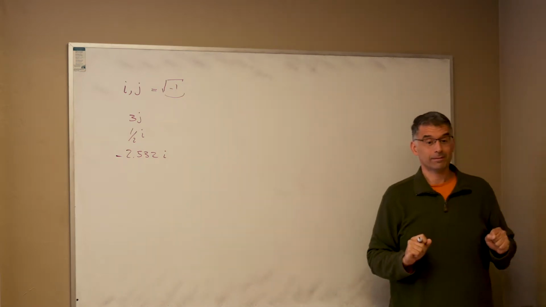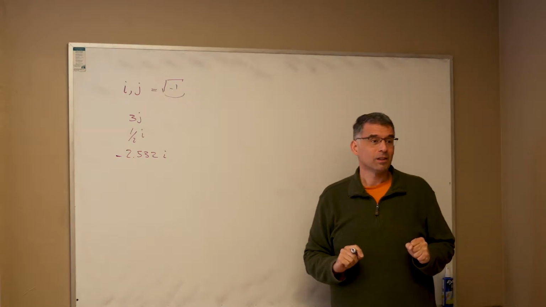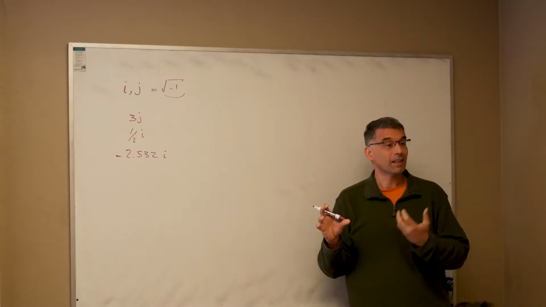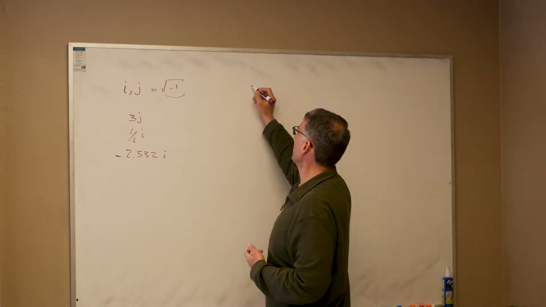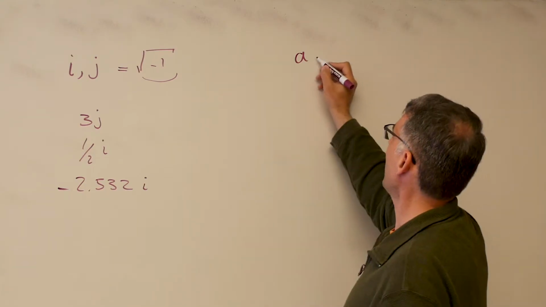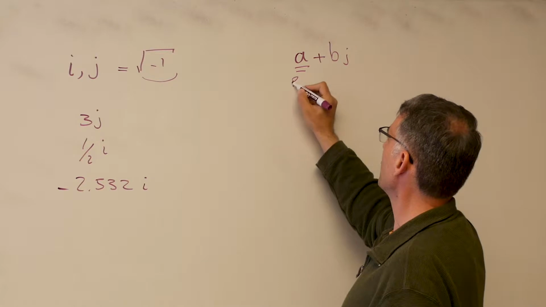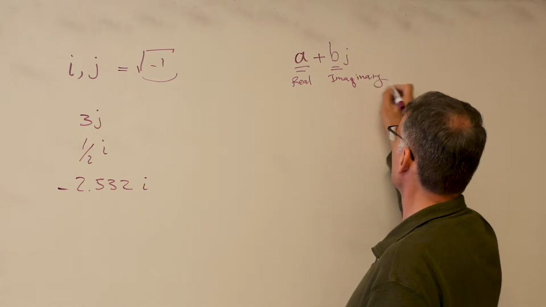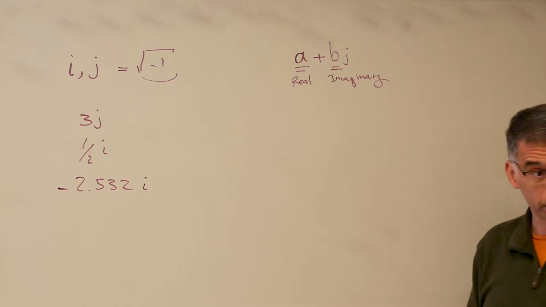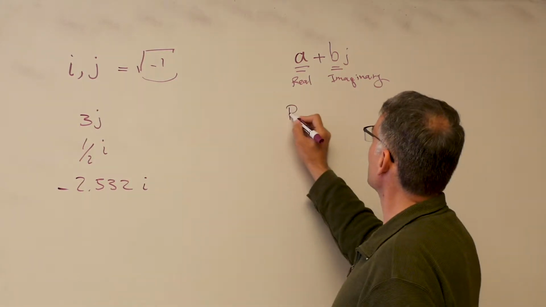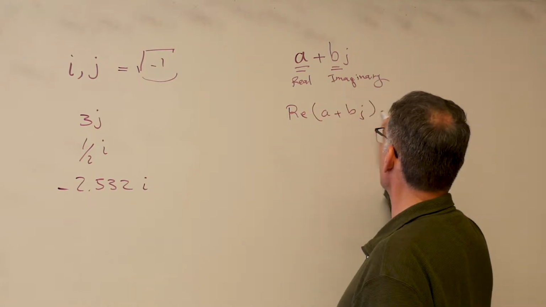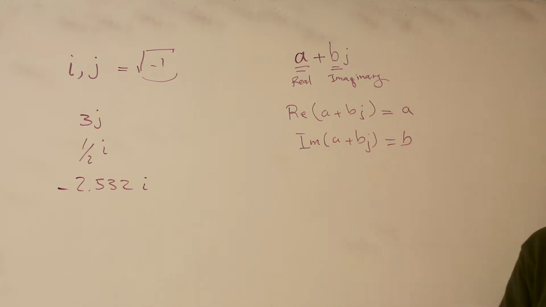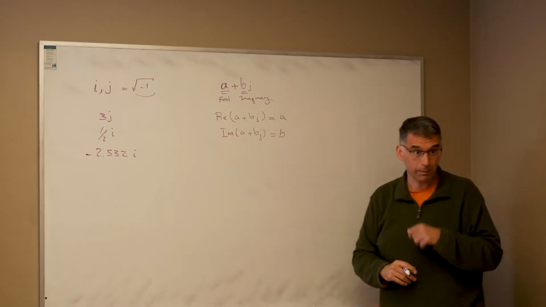Now what are complex numbers? Imaginary numbers being added to a real number. So a complex number has a real part and an imaginary part. We present it a lot of times as a plus bj, where a is the real part and b is the imaginary part. In math, you might ask, what is the real part of a plus bj? That is equal to a. What is the imaginary part of a plus bj? That's equal to b. And we write it exactly like this: real part and imaginary part.